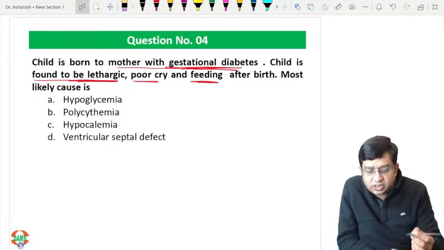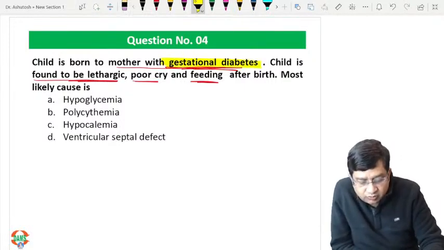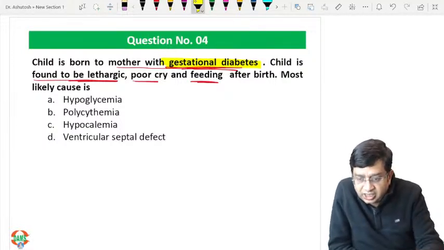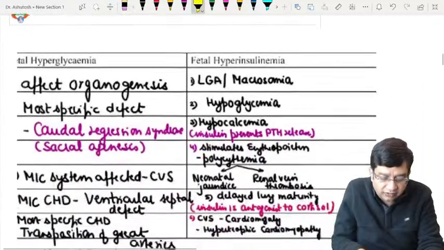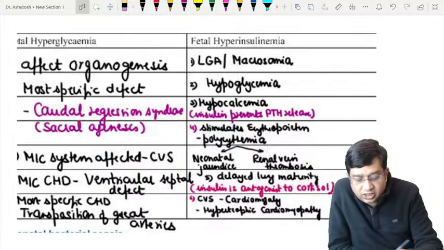Then this was a question. A child is born to a mother with gestational diabetes. Child is found to be lethargic, poor cry and feeding. Right? एक child है जो आपका infant of diabetic mother है. This again is our FMG notes and what I teach there.